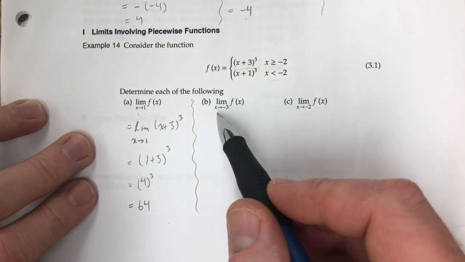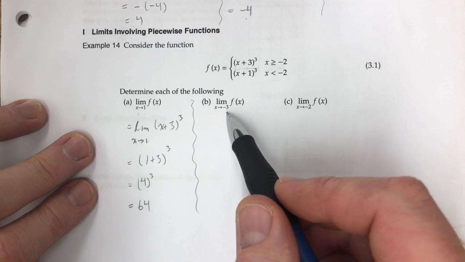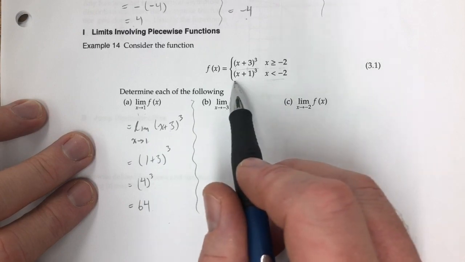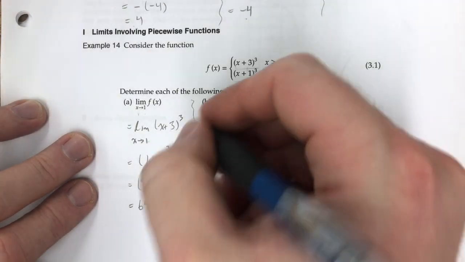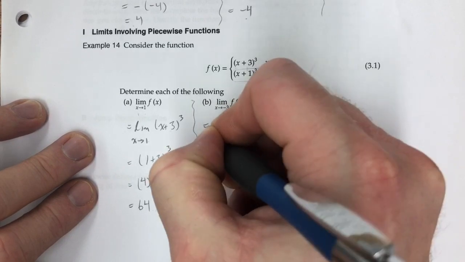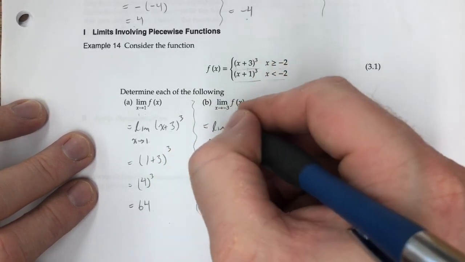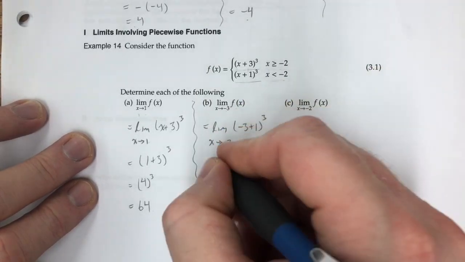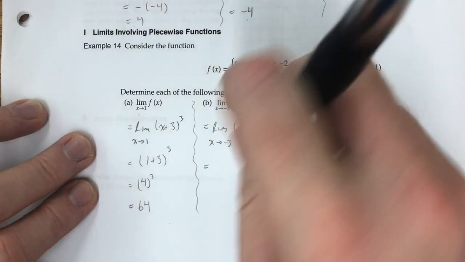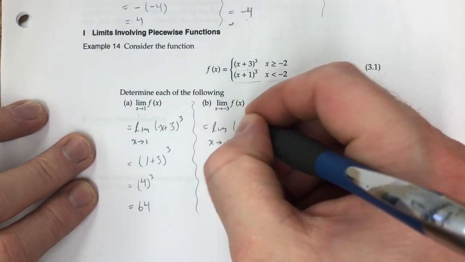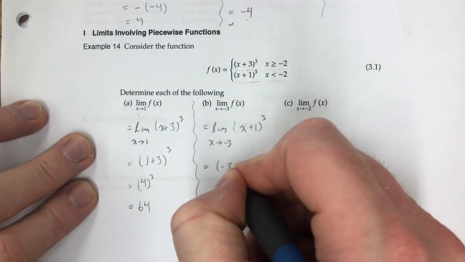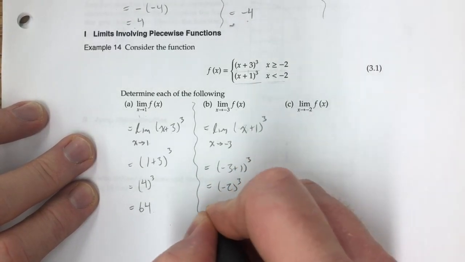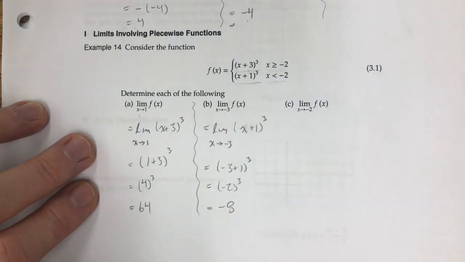In our second example, we have the limit as x approaches negative 3 of f of x. Negative 3 is less than negative 2, so we are going to be using the second definition. And so we have (x plus 1) cubed. We can now substitute. (Negative 3 plus 1) cubed is equal to negative 2 cubed, which is negative 8.